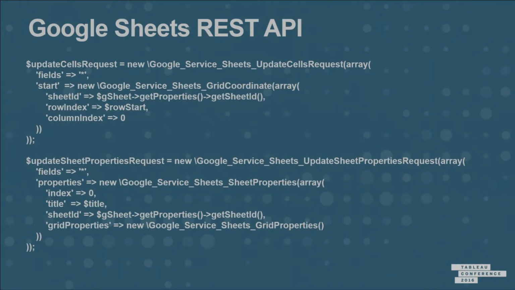So there are three parts to this. You want to keep track of what row you're on, and you want to update the properties of the sheet as you add data to the object. That's that grid properties object. And that actually tells the REST API how many columns we're pushing, how many rows we're pushing, how many columns are in each of those rows.